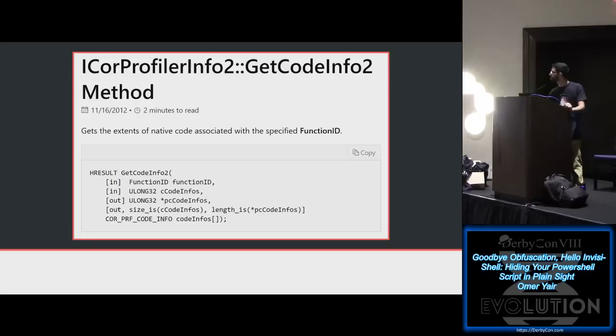And GetCodeInfo is a part of the CLR profiler. I'll explain a little bit what it is later. And it gives you the assembly code address of those functions. And it doesn't matter if those functions were pre-JITed or JITed, or just-in-time compiled. So that's a powerful thing that we can use.